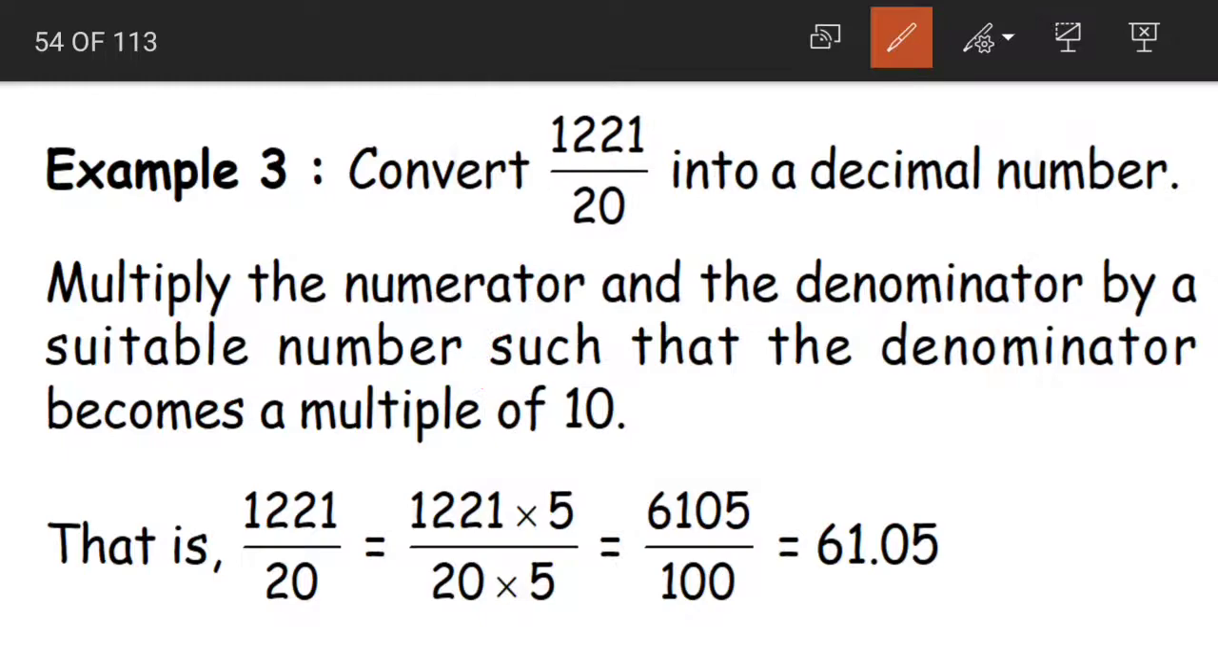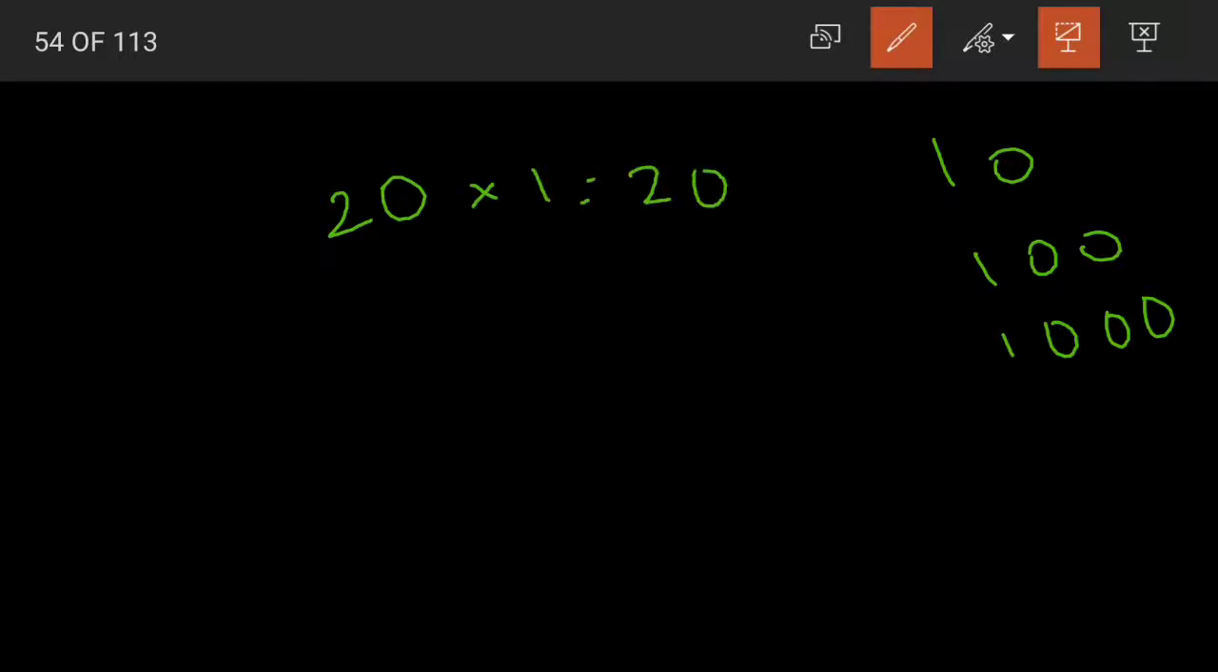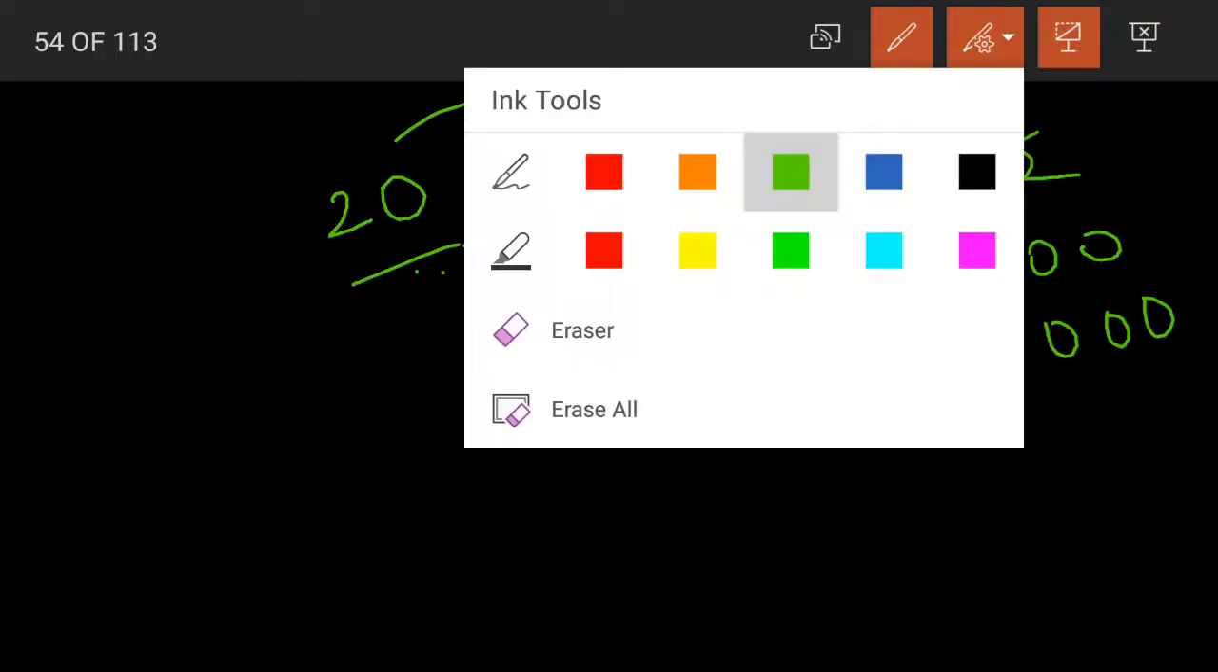See, children, here we are having 20 and we need to convert it into 10, 100 or 1000 by multiplying. Whatever I multiply 20 with, say I multiply 20 by 1, its answer will be 20. So whatever I multiply 20 with, the value would be more than or equal to 20. So it's not possible to get 10. Whatever number we multiply 20 with will not be able to get our 10.